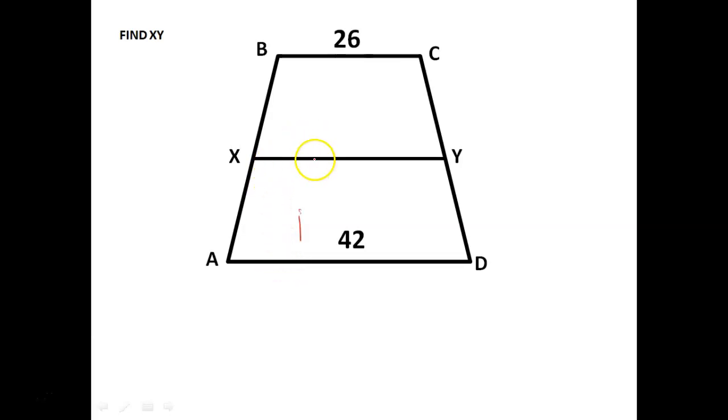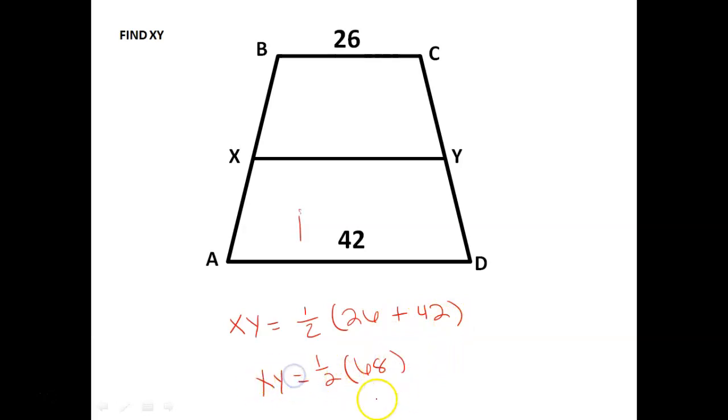All right, so we're going to find XY. The midsegment is XY. That's what we're looking for. It's equal to 1/2 times base 1, which is 26, plus base 2, which is 42. So you add 26 plus 42, which is 68. So XY is half of 68. And what is half of 68? 34. So XY is 34.